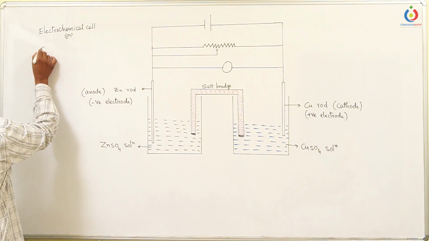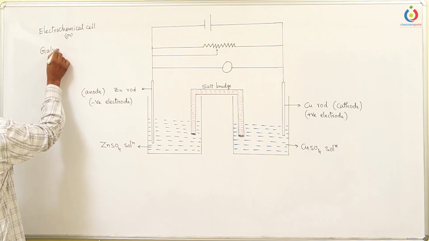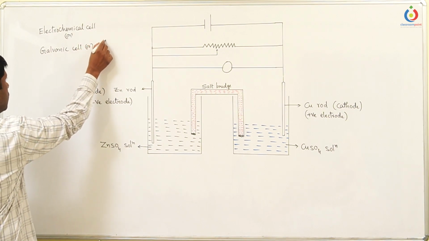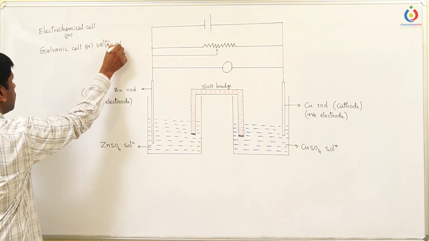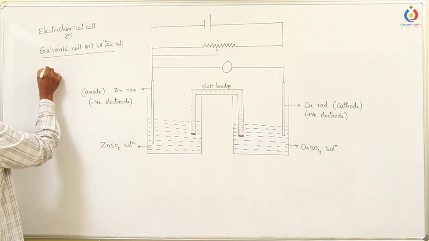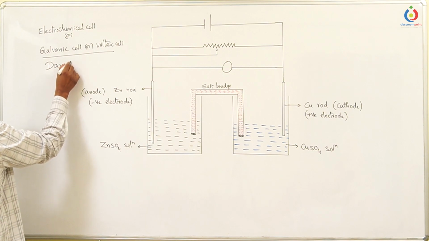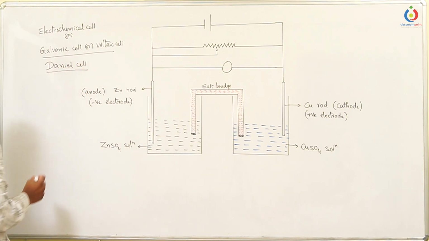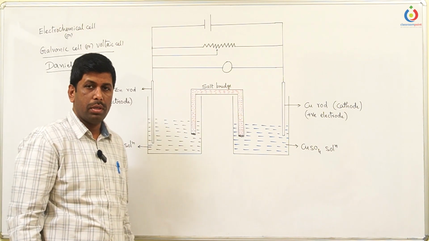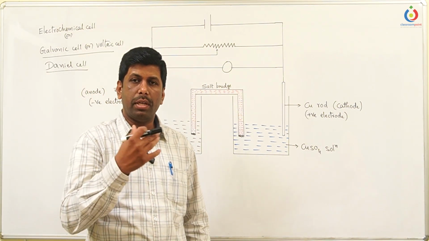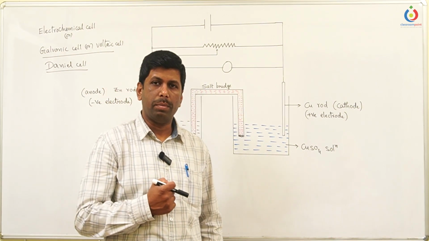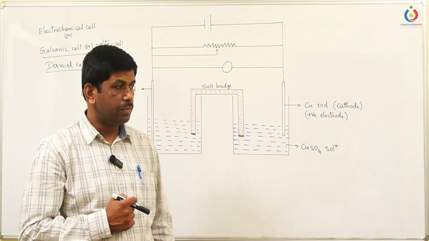Electrochemical cells, also known as the galvanic cell or voltaic cell. Here the diagram is about the Daniell cell. What is an electrochemical cell? Basically, an electrochemical cell is one which can convert chemical energy into electrical energy. So we can generate electricity from the chemical reactions happening in the cell.